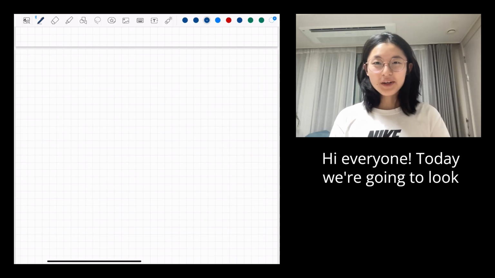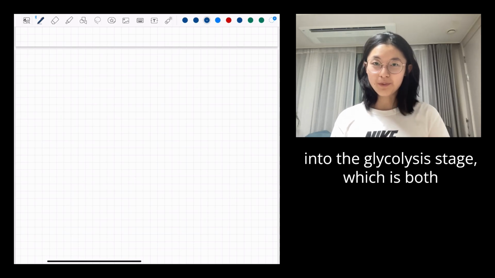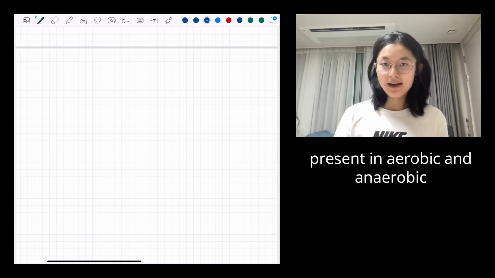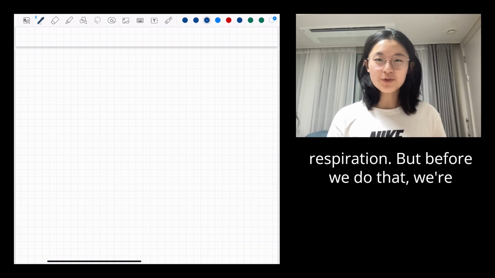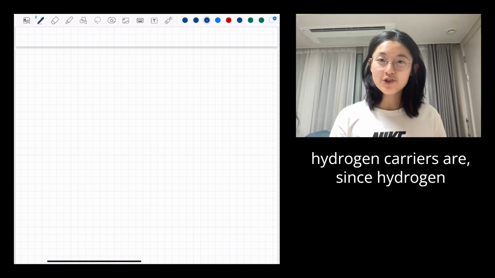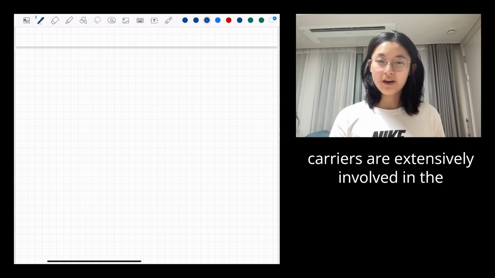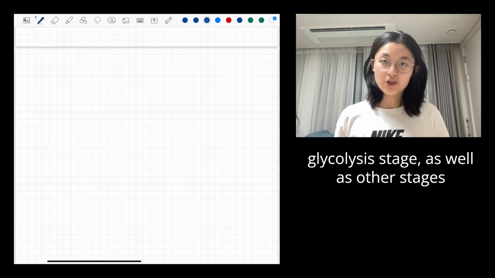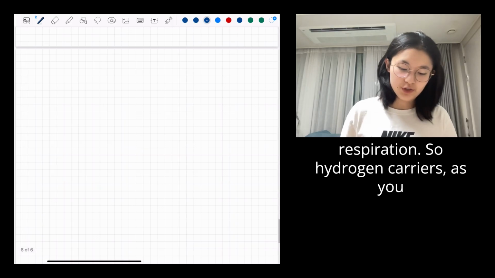Hi everyone, today we're going to look into the glycolysis stage, which is present in both aerobic and anaerobic respiration. But before we do that, we're going to look into the concept of what hydrogen carriers are, since hydrogen carriers are extensively involved in the glycolysis stage, as well as other stages of both aerobic and anaerobic respiration.